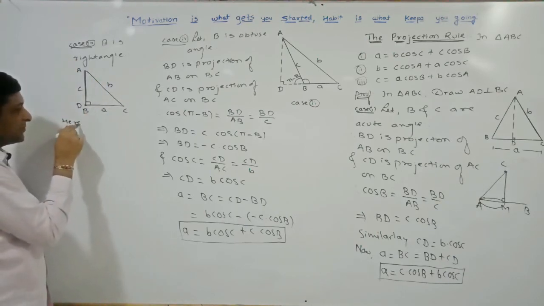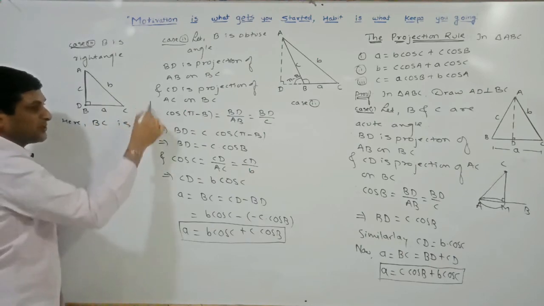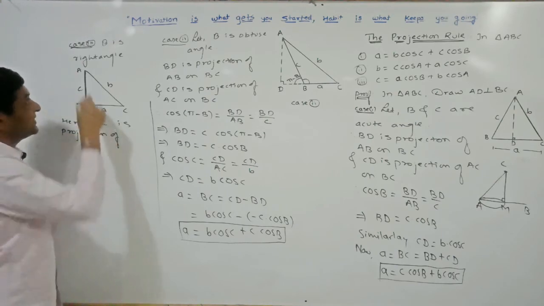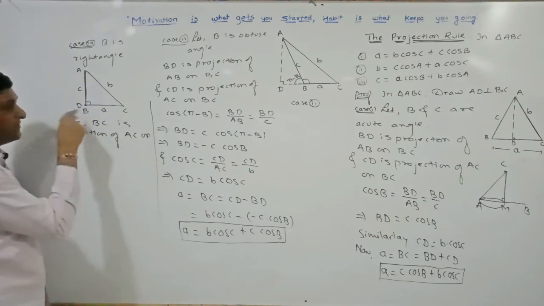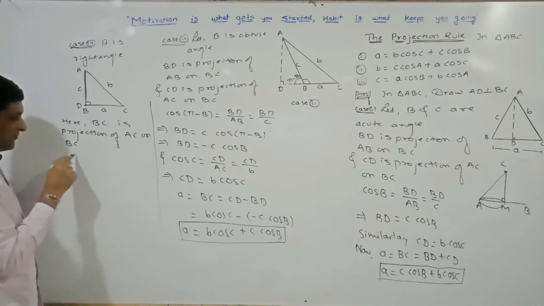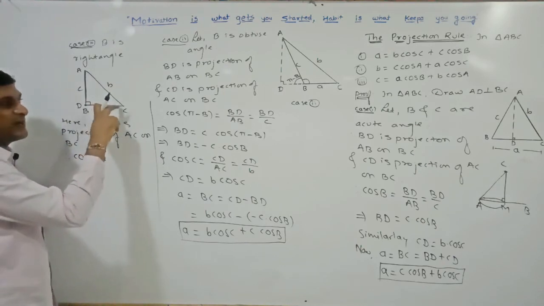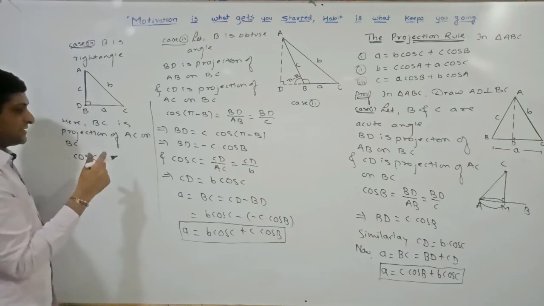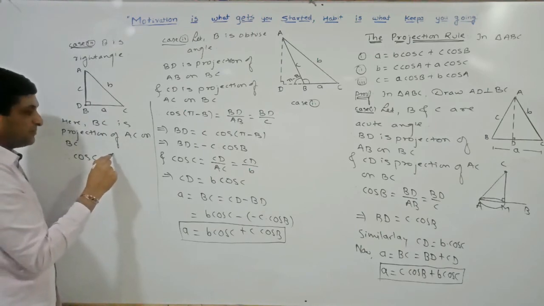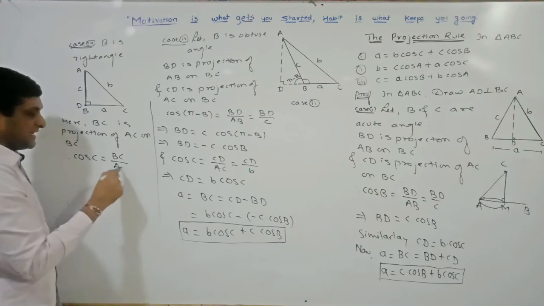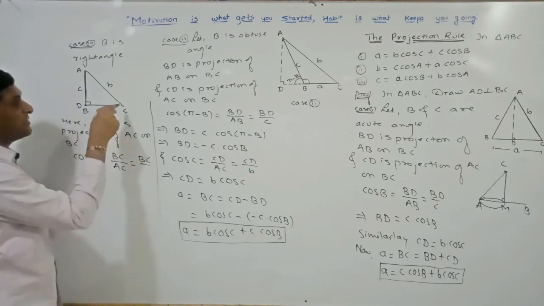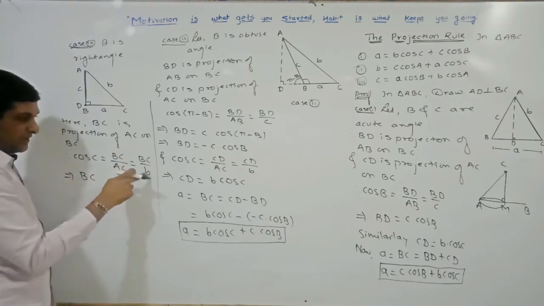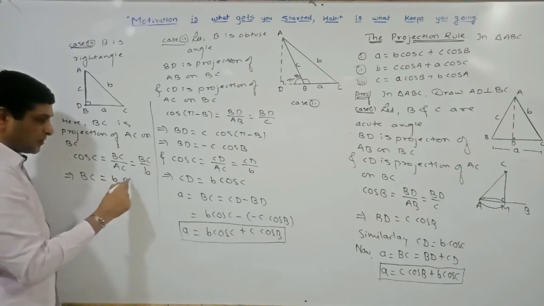So here we can say that BC is the projection of AC on BC. Therefore, let us try to find the value of cos C here. Cos is adjacent upon hypotenuse, so what we will get here? Adjacent means BC upon hypotenuse means AC. So BC, keep it as it is, and AC can be replaced by b. Which implies that BC is equal to b into cos C, so b cos C.